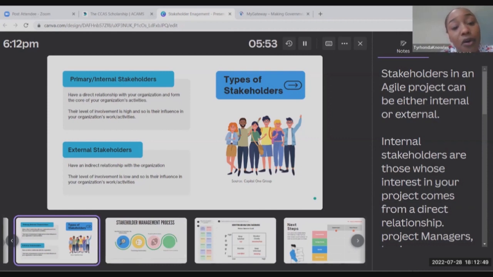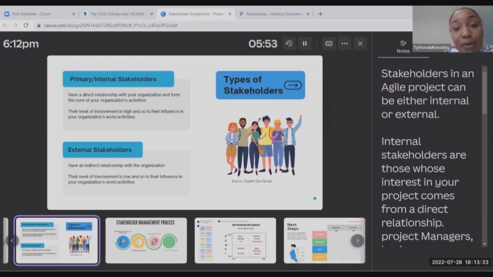And they form the core of your organization's activities. Their level of involvement is high, so their influence in your organization, as well as their activities. For us, inside of our project, it's very important to identify both the internal, which we call the key, and the external stakeholders, and I'll explain a little bit more after I go through the external stakeholders.